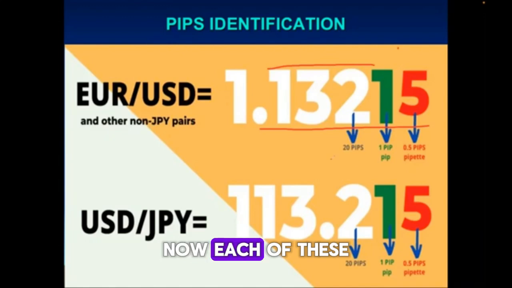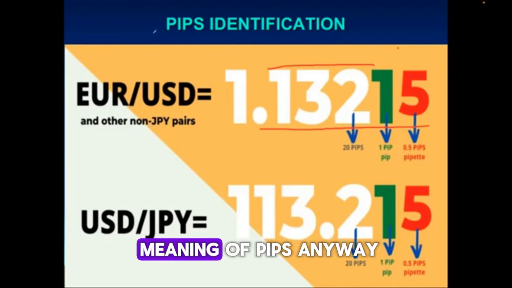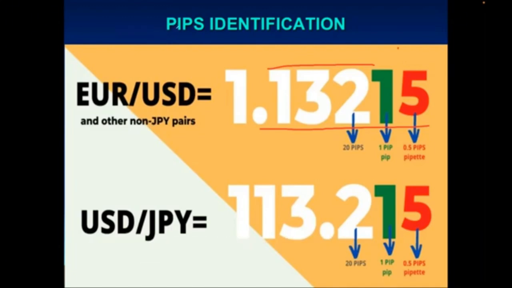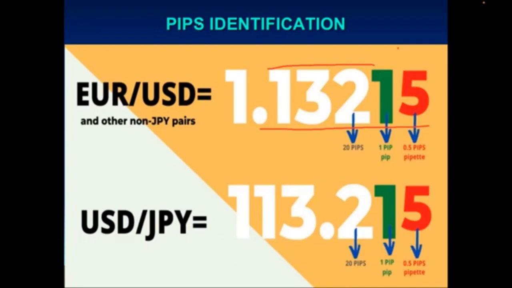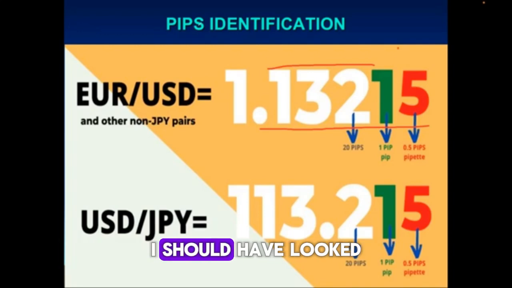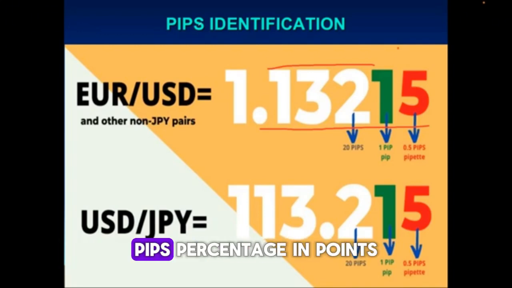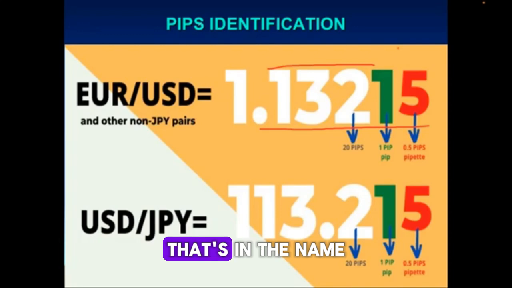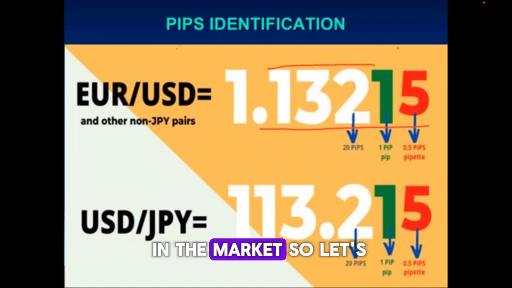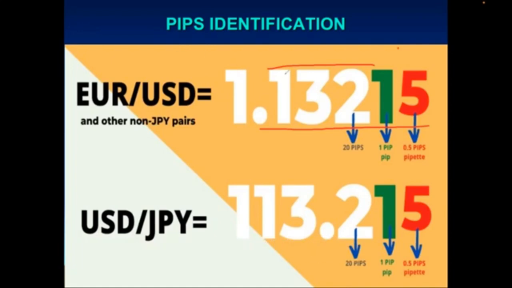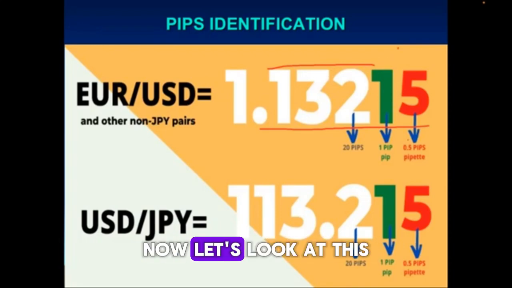Now, each of these means something. Let's take this 5. What is the meaning of pips anyway? Pips means points. I think it's percentage in points, or points in percentage, something like that. Sorry, I should have looked that up, but you can just check it out. That's the meaning of pips. It's what we use to measure the distance of prices in the market. I take it for granted, it's quite a long time, we just use pips. Now, let's look at this.